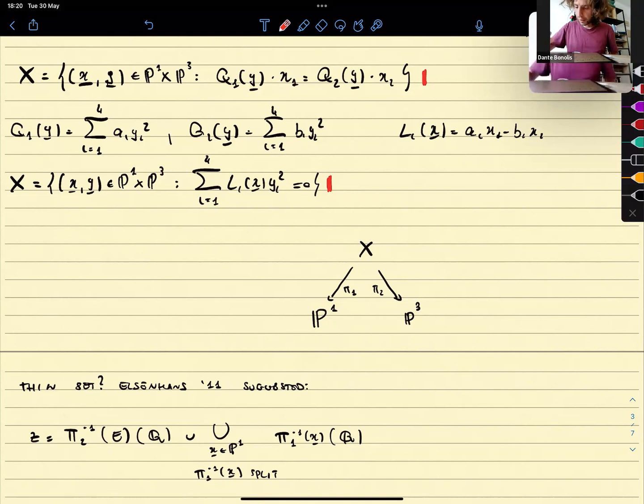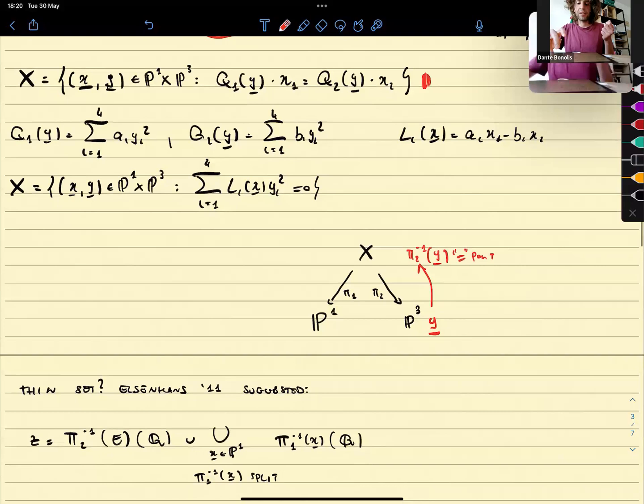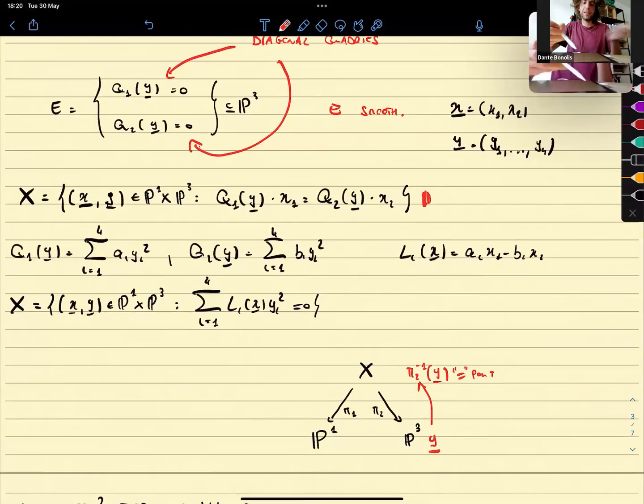So okay, let's start with the P2 fiber. Here we're fixing Y, and we are taking the inverse image of Y in P2, and I said that this is going to be basically a point, but generically a point, because if you look at this equation again, it might be that Y is in the intersection of the two quadrics, and if this happens, basically you can freely choose X1 and X2.